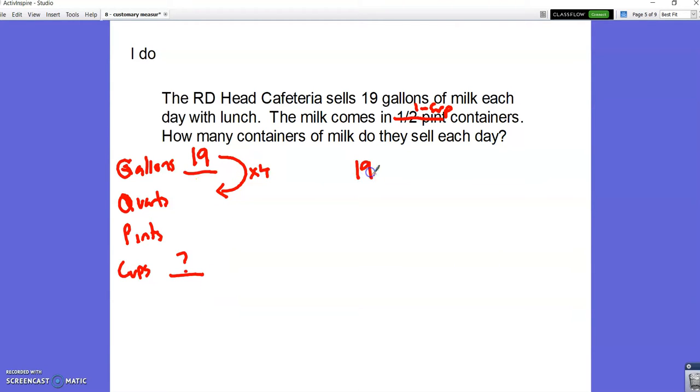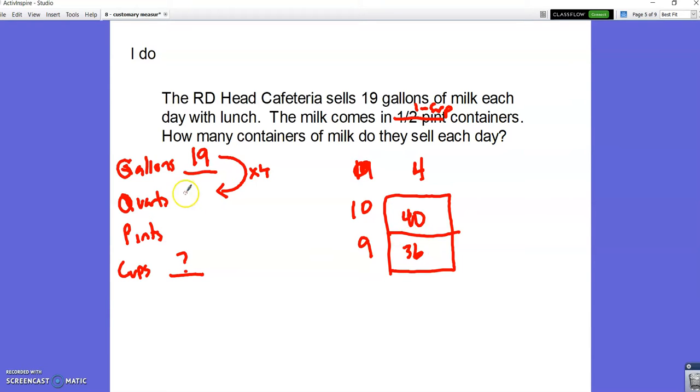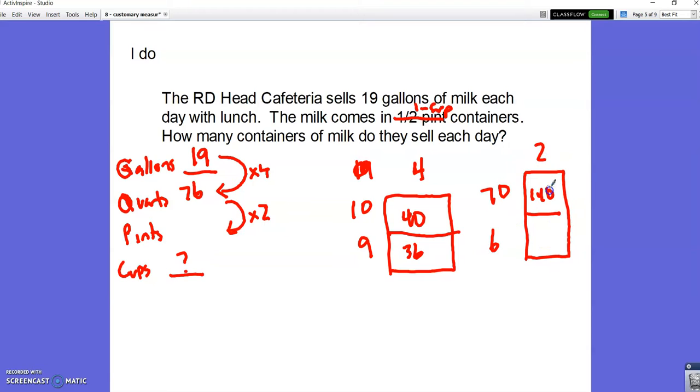So 19, I gotta do that better. 19 times 4 is 40, and 36 is 76 quarts of milk are sold each day. Remember, each queen had 2 prince and princesses, so times 2. 76 times 2 is 140, and 12 is 152. 152 pints of milk are sold each day.